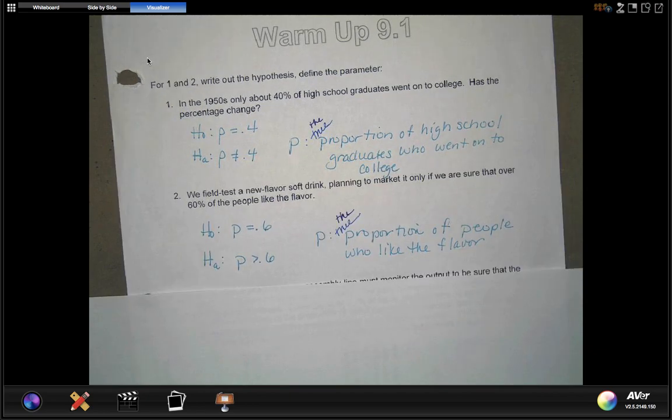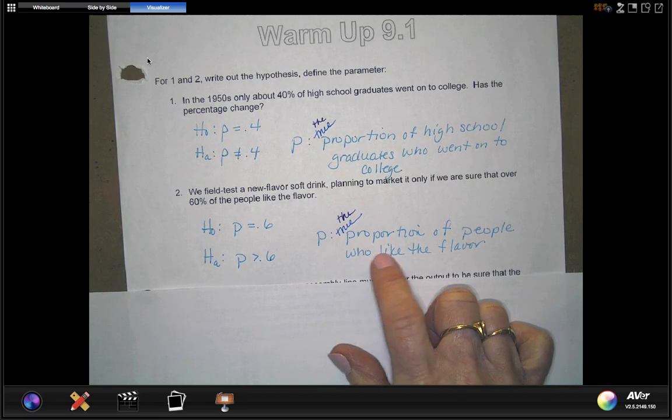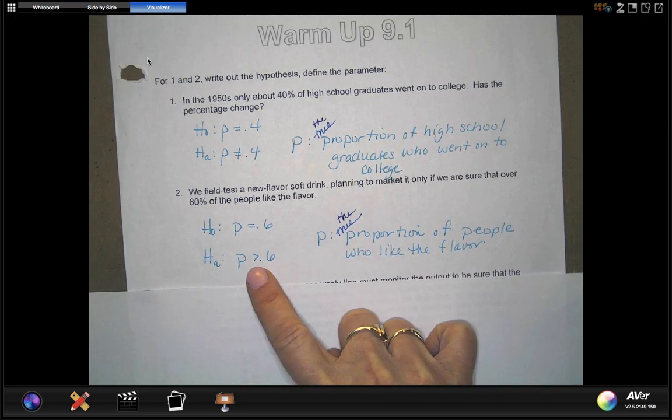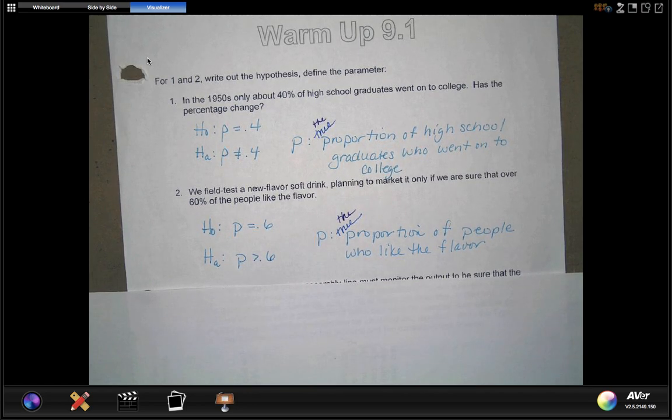This one right here, we want to make sure that over 60%, so again here P is the true proportion of people who like the flavor, over would be greater than, so I've got P equal to 0.6, P greater than 0.6.